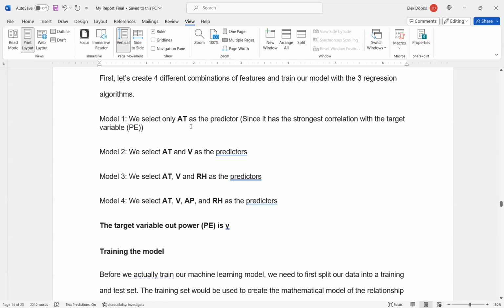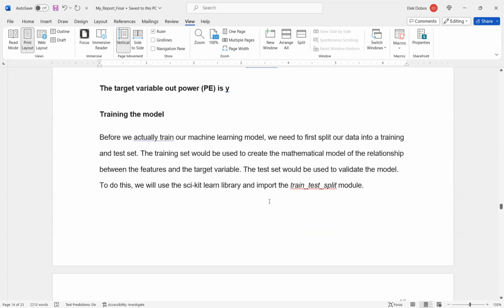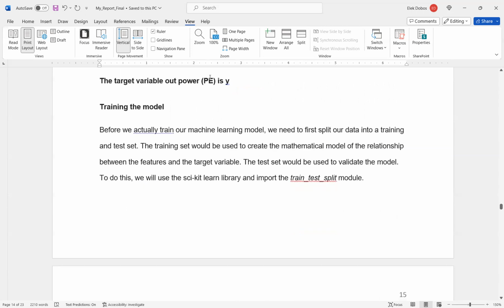Model 1, I selected the ambient temperature as the predictor, since it had the strongest correlation with the target variable, my dependent variable, the energy output of the plant. Model 2, I selected the ambient temperature and the exhaust vacuum as the predictors. Model 3, I selected the ambient temperature, the exhaust vacuum, and relative humidity as predictors. Model 4, I selected the ambient temperature, the exhaust vacuum, the ambient pressure, and relative humidity as predictors. And again, my target variable is the output of the plant in megawatts, and I just called it Y for my dependent variable.